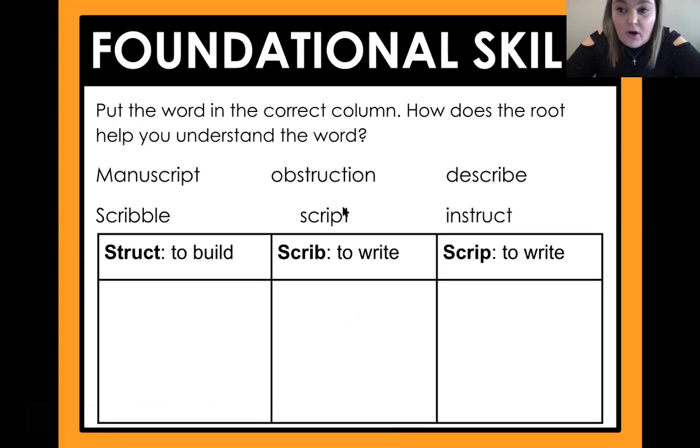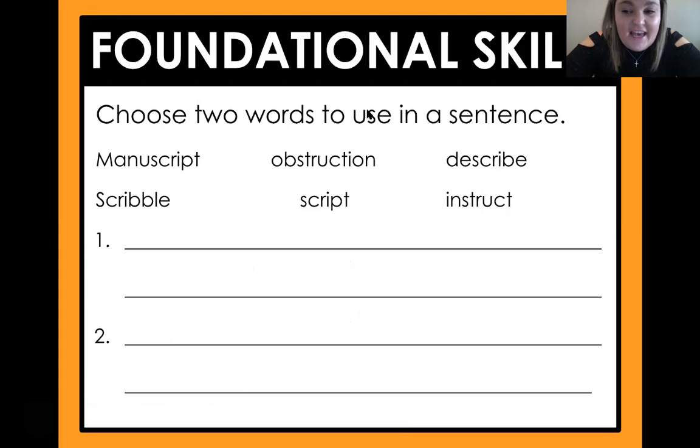So what you are doing for your foundational skill today is you're going to put the word in the correct column. There's a struct, scrib, and script column, and you have to put them in the right column based on their root word, and tell me how that helps you figure out the meaning of the word. Then you're going to choose 2 of those words and try and write them in a nice 4th grade sentence with those capital letters and punctuation.